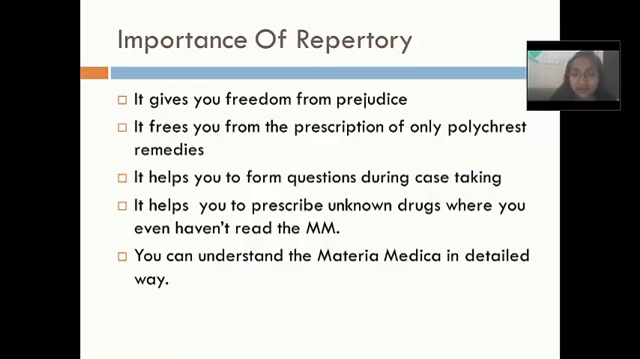It helps you to prescribe unknown drugs, which we often call rare remedies, where you haven't read the materia medica. You can understand the materia medica in a detailed way through repertory also. So there are many benefits of repertory.